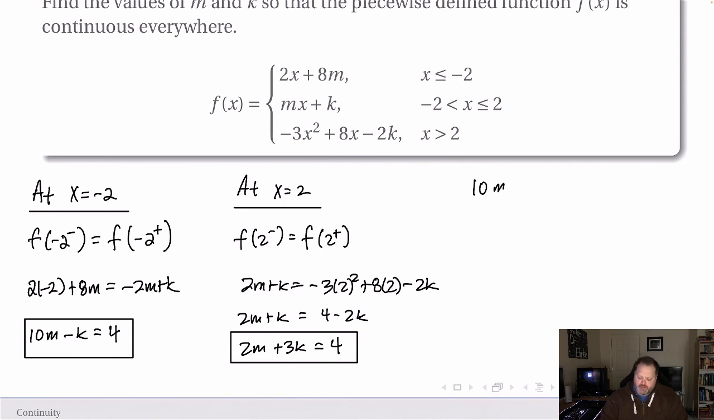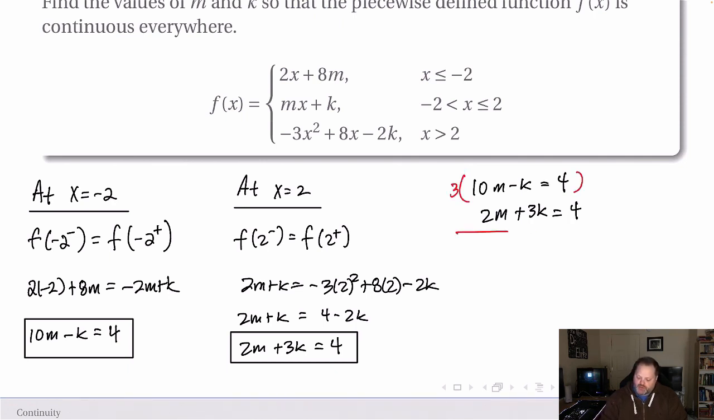So this would be 10m minus k equal 4, and 2m plus 3k equal 4 as well. There are many different ways that I could explain how to do this, and it really just depends probably on how you were taught, but I was taught that you want to create a cancellation here. So you see the 3k here and the minus k here. If I multiply this equation through by 3, I can get a negative 3k, which when added to this will cause it to disappear. So that's what I'm going to do.